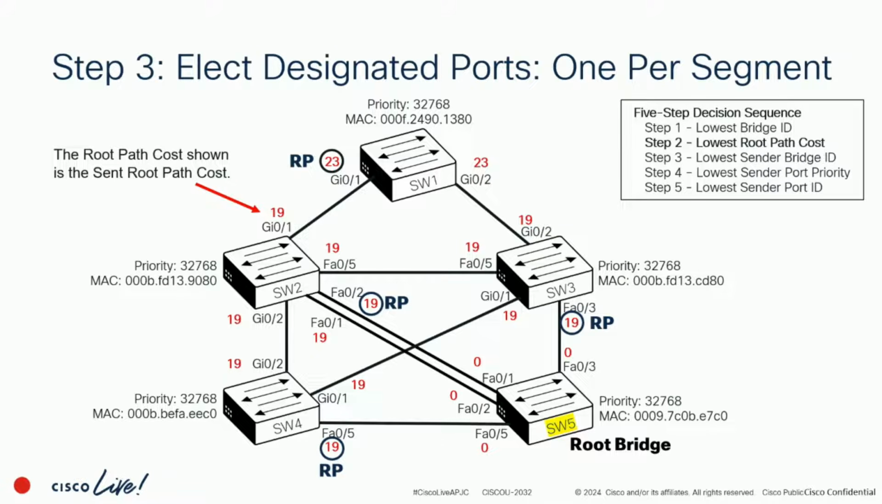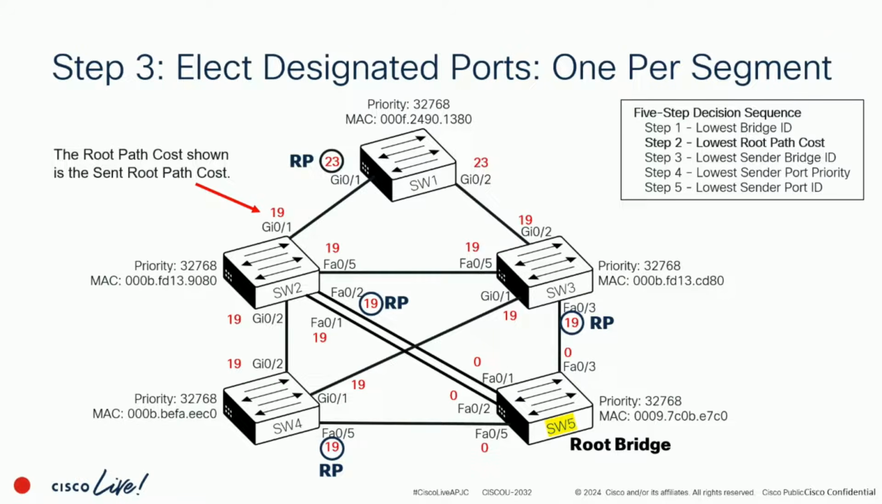We're going to use the root path cost as the starting point for that conversation. And what happens is it's like a fight. It's an election process on the segment. So imagine I have a segment, I have a switch and another switch, and they're kind of fighting it out to figure out who's going to be the designated port on that segment. And who's going to be the winner? It's the one with the lowest root path cost, right?